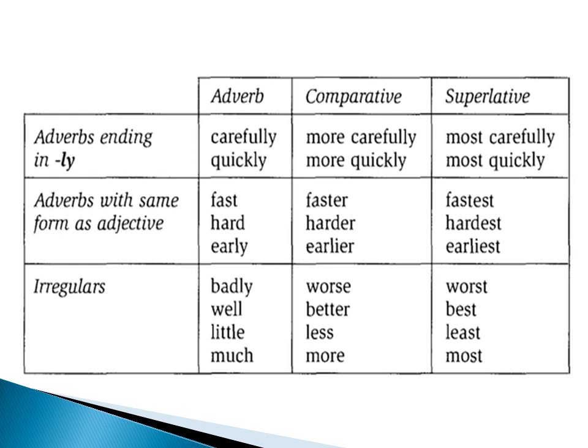Now the adverbs with the same form as adjectives, like fast, faster and fastest, hard, harder, hardest, and early, earlier and earliest. Now notice that I changed the Y into I and then added ER or added EST. Irregular adverbs like badly, worse, worst, well, better, best, little, less and least, much, more and most. These last two adverbs are not mentioned in the book.